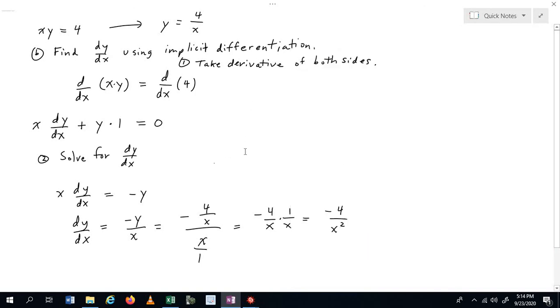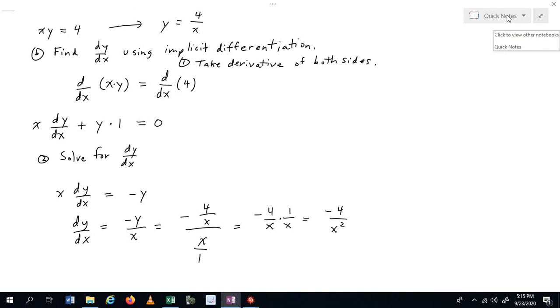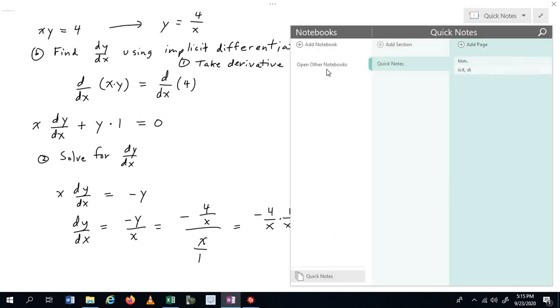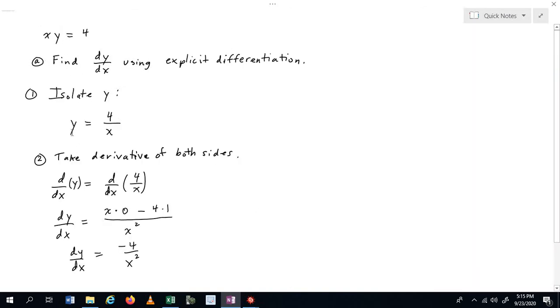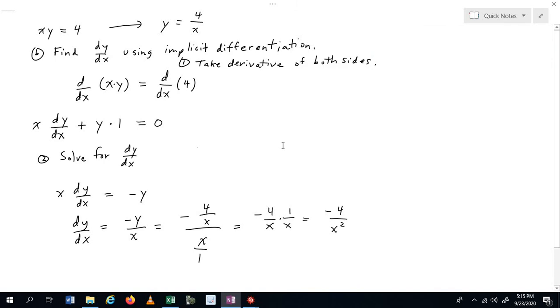So we get the same answer either way, whether we find dy dx using explicit differentiation or using implicit differentiation. Now, once again, just to clarify, if you can solve for y, if you can isolate y like you can in this case, then you're probably going to find dy dx using explicit differentiation. So implicit differentiation will probably only be used in cases where you cannot isolate y.